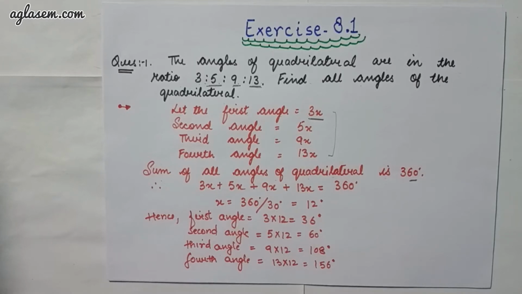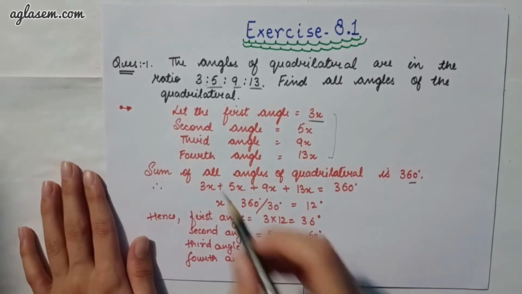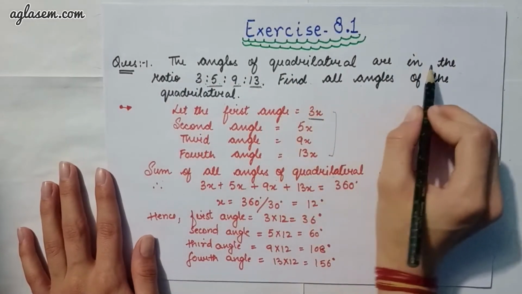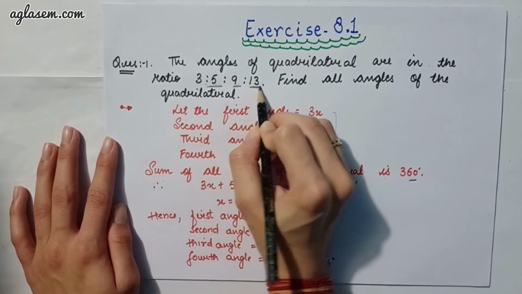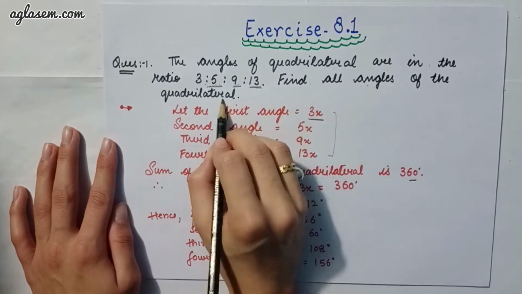Today we will be covering chapter 8, that is quadrilaterals. So starting with our first exercise, our first question says the angles of a quadrilateral are in the ratio 3:5:9:13. So find the angles of the quadrilateral.